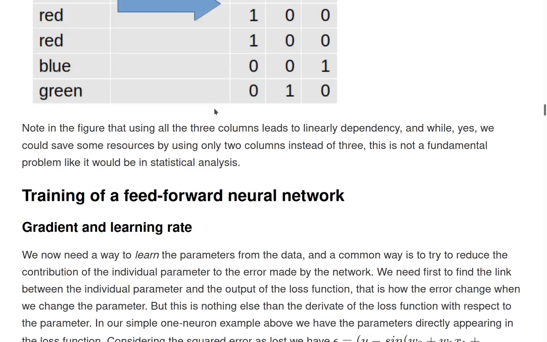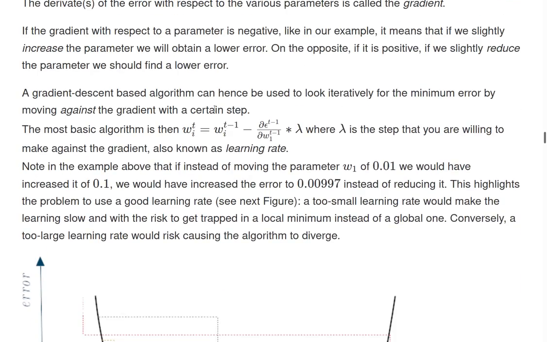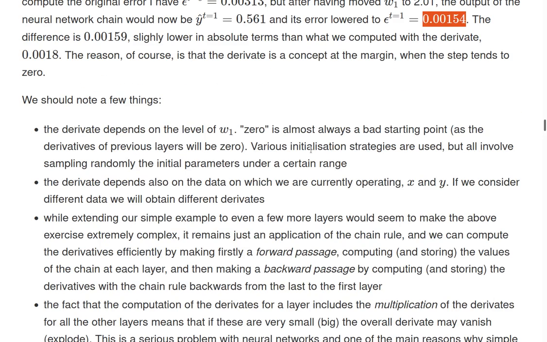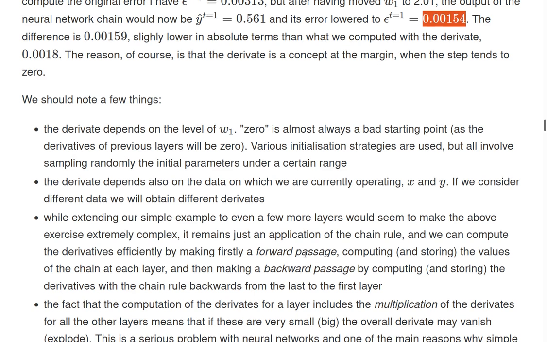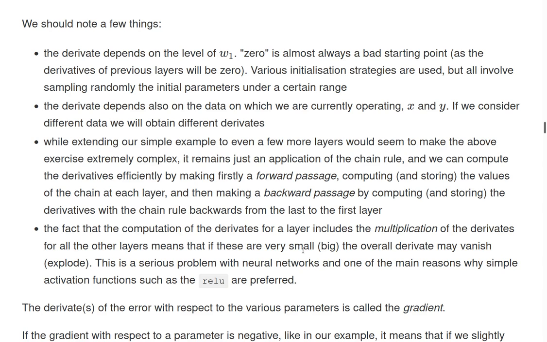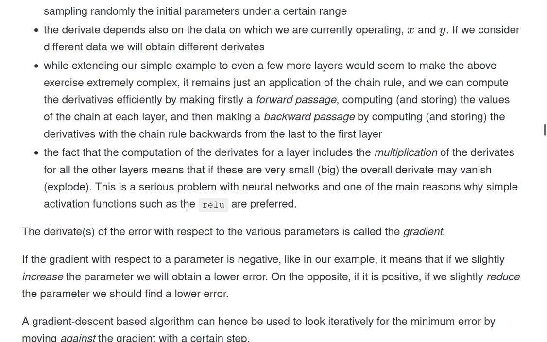So if these are small, we end up with very small derivatives and with numerical problems, because at the end when we use computers, we are using numbers that have a limited precision. When this derivative becomes very small, we say that it vanishes. And at the opposite, when the multiplication leads to extremely big numbers, we may have the derivative explode. This is a serious problem in general with neural networks, and one of the reasons why nowadays we use the ReLU as an activation function. In particular, the derivative of the error with respect to the various parameters is called the gradient. So we say that we have the problem of the gradient vanishing or exploding.